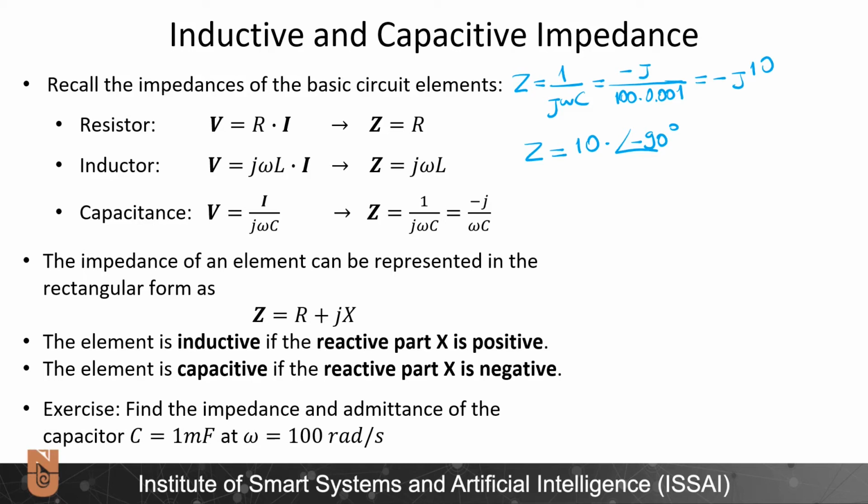And in order to find the admittance, I write Y equal to jωC, and this is equal to j times 100 times 0.001, which is equal to j times 0.1. And from here I get Y equal to 0.1 angle 90 degrees. As you can see, Z is 10, Y is 1 over 10, so 0.1 is the magnitude.